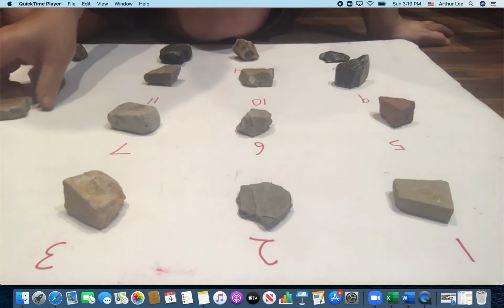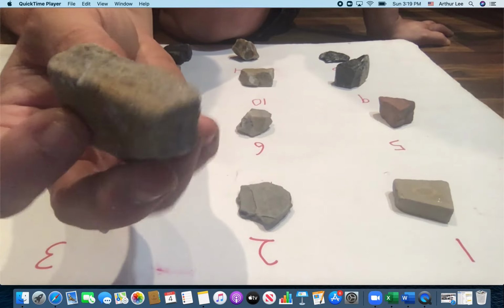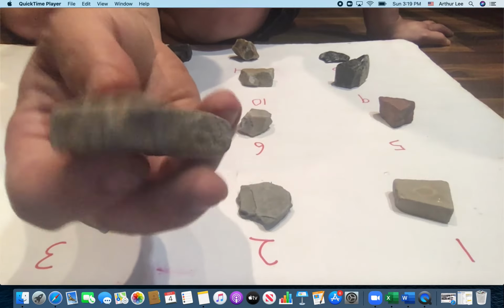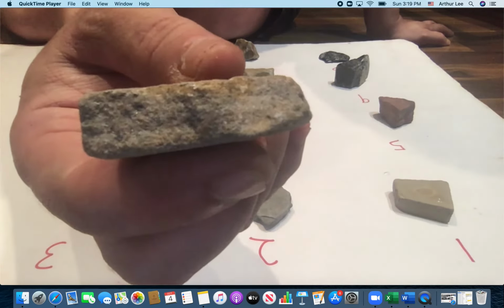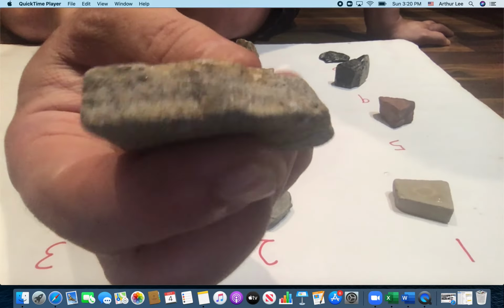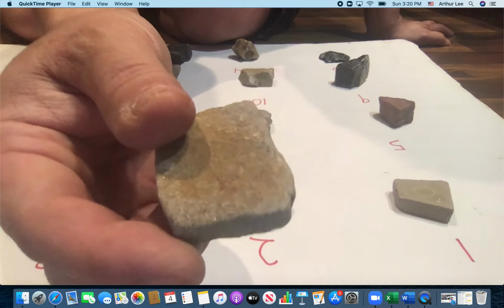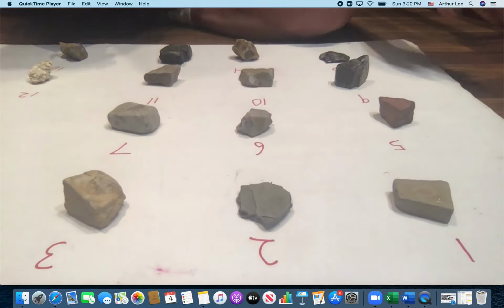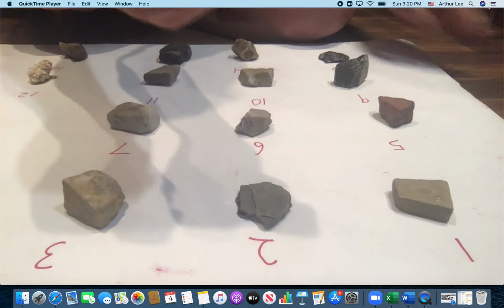Sample number 8. Note the size of the particles in here. It scratches glass.